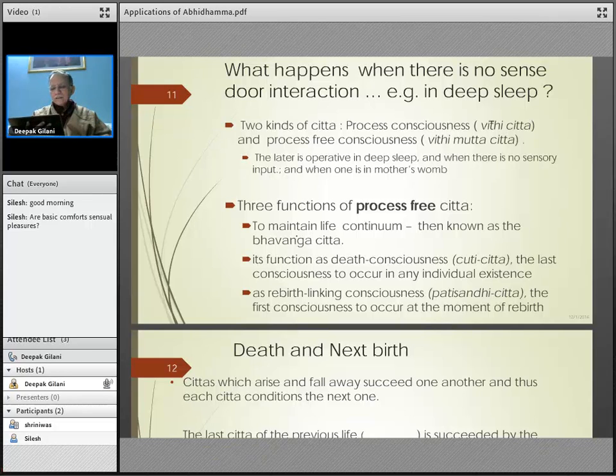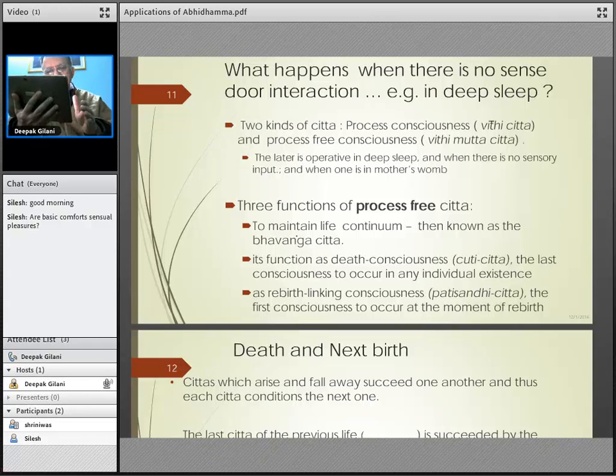The answer to that question is given in slide number 11. There are basically two kinds of chittas which operate. One is the process chitta, which operates in the wakeful state, and another is the process-free consciousness, which operates both in the wakeful state and also in deep sleep. And this process-free chitta has three functions, as we had seen.